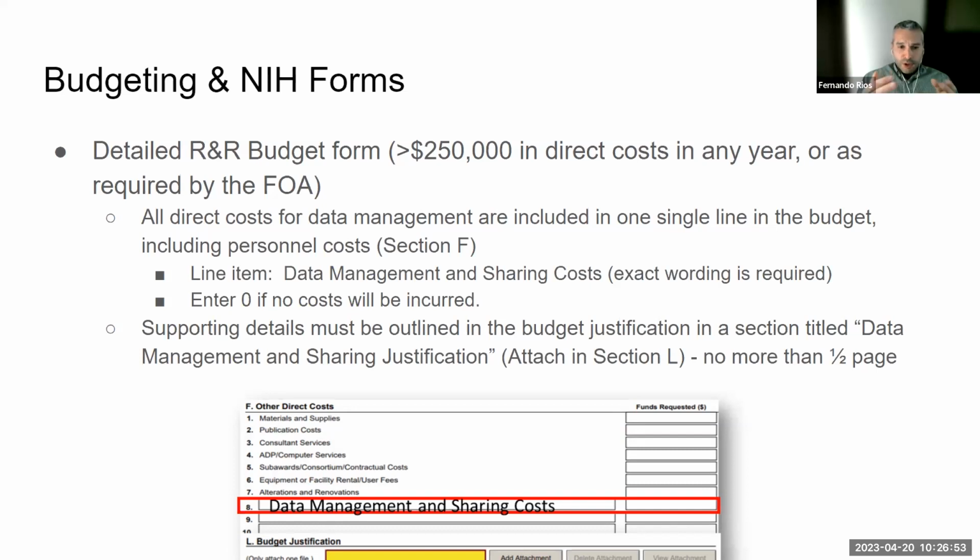And then the supporting details around this budget request need to be outlined in the budget justification, in a section that's specifically titled Data Management and Sharing Justification. That should be attached in section L. And again, it should be no more than half a page, and it should talk about the things that I mentioned in the previous slide.